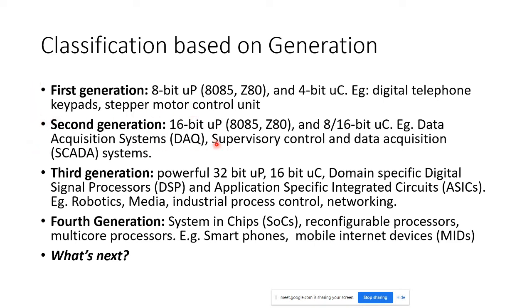And then in your second generation you have 16-bit microprocessors and 16 or 8-bit microcontrollers. These were the DACs and SCADA systems. Your DAC is nothing but the data acquisition systems that you connect to your hardware board, like your motherboard, so you can pull some signals out of it. It's something like what you connect your oscilloscopes to, right? So you connect it to these circuit boards. Those were the racks, and then you have your supervisory control and data acquisition systems.